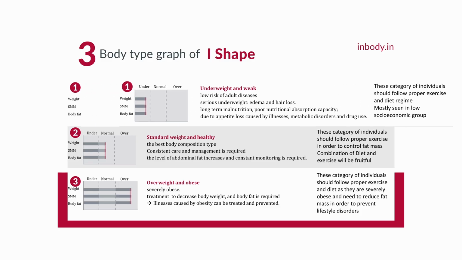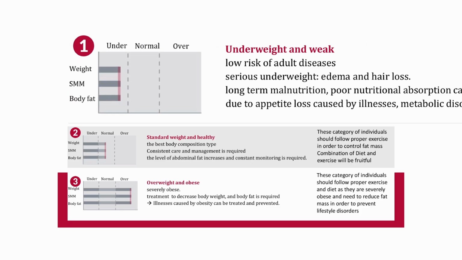When we talk about the I-shaped graph, it is very important to understand where the I-shaped graph is forming. The first type of I-shaped graph forms in the under category, where muscle mass, body fat and even the weight is under. This is considered as malnutrition, when the person is underweight and weak. So in this case, the first protocol is proper nutrition and then a little bit of exercise.